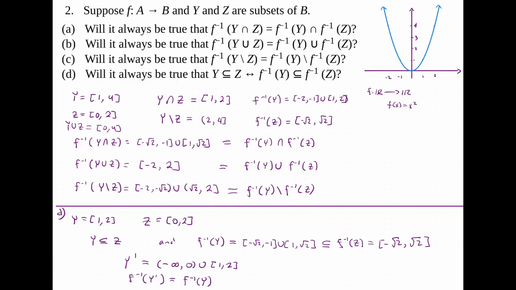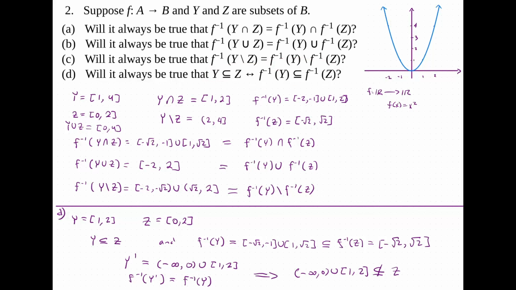But now we have a problem, because what we end up getting is that negative infinity to 0, this is of course a much larger set. And this is not contained in our set Z, which is just the interval from 0 to 2. And so now this fails. And so part D doesn't hold in general. And so this is a false statement.